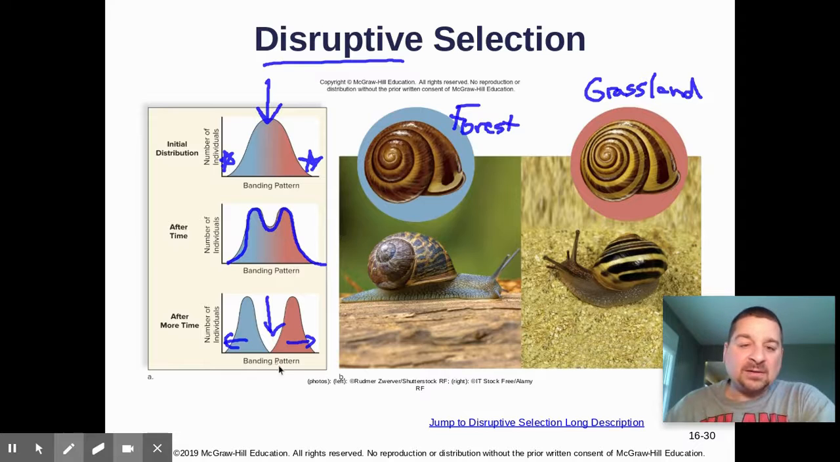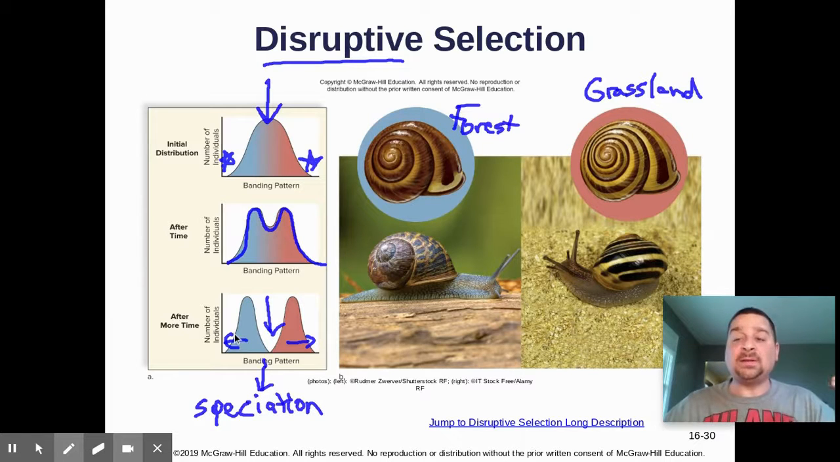And not to skip too far ahead, but in future chapters, if this continues on, you might get what we call speciation, where they might become so different that the two populations wouldn't recognize each other anymore, and you'd have two separate species.